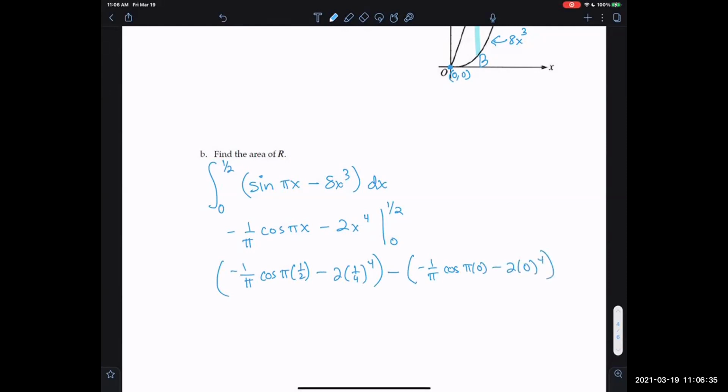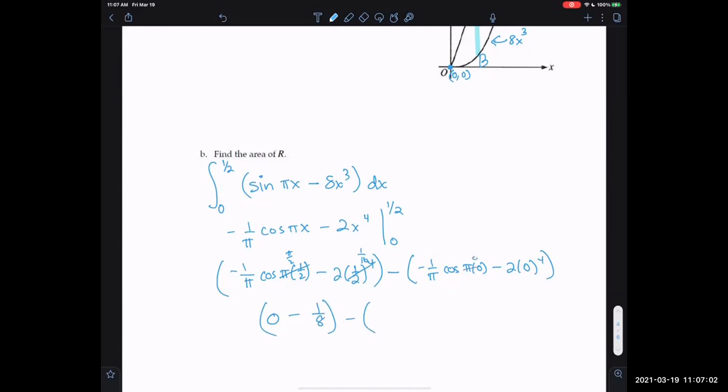All right, so cosine of pi over 2. That's 0, right? So that whole thing zeroes out. And then 1/2. I don't know why I plugged in 1/4. Well, how did that happen? 1/2 to the 4th power is 1 over 16. So 2 times 1 over 16 is minus 1/8.